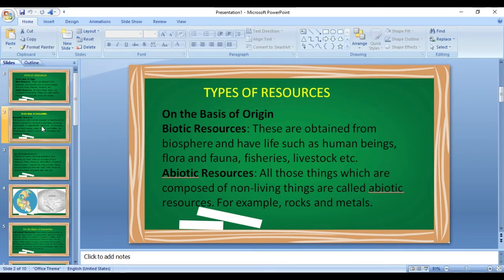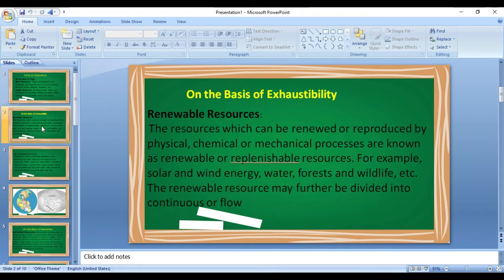Now we have the next classification, that is on the basis of exhaustibility. On the basis of exhaustibility, we have renewable resources and non-renewable resources. The renewable ones, which you all know, get renewed by the process of physical, chemical, or mechanical change. See, we have seen rocks get exfoliated.